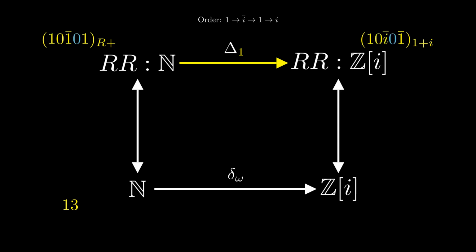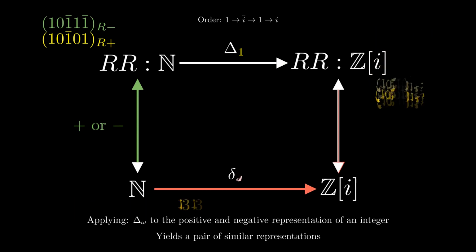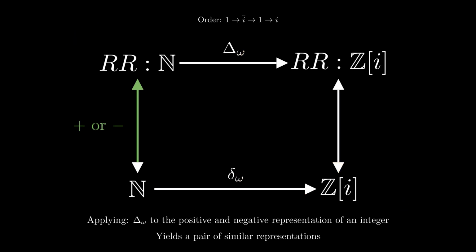Now you remember that we have two possible representations for integers. So in order to have a function, we need to specify which representation we want, positive or negative. You can see that applying big delta to the positive and negative representation of an integer will yield a pair of similar Gaussian representations. We can see our function works properly because applying delta 1 to the integer is the same as converting the Gaussian representation to a Gaussian integer. We get the same result.